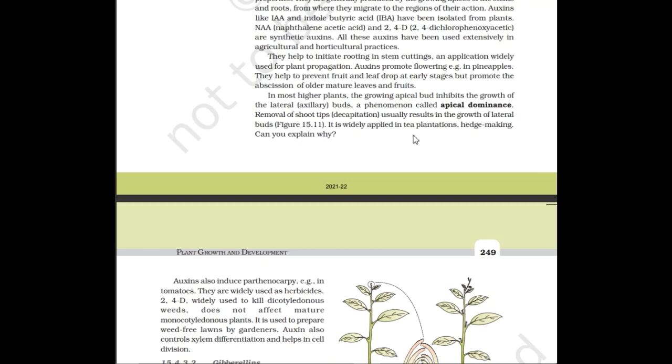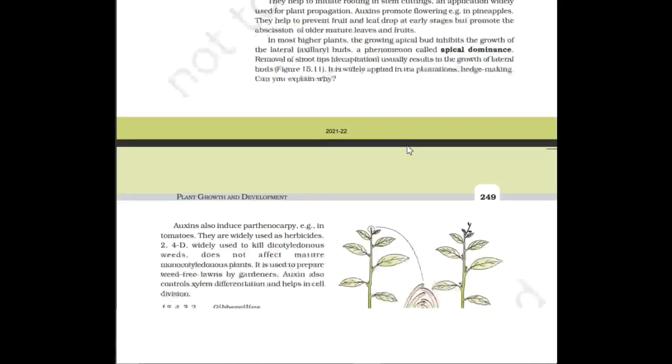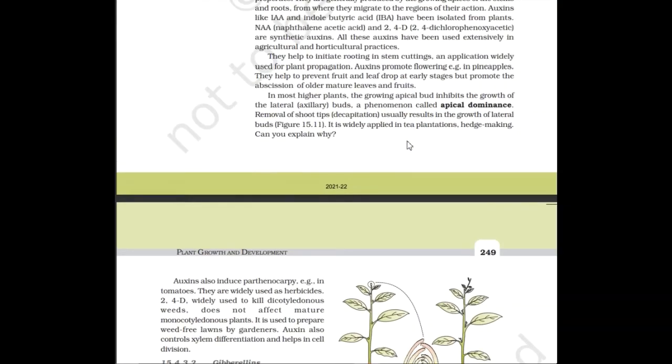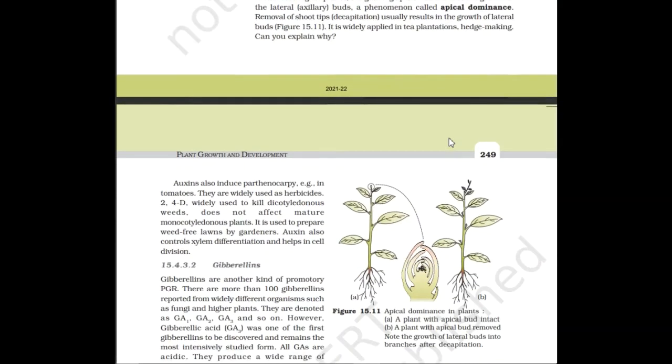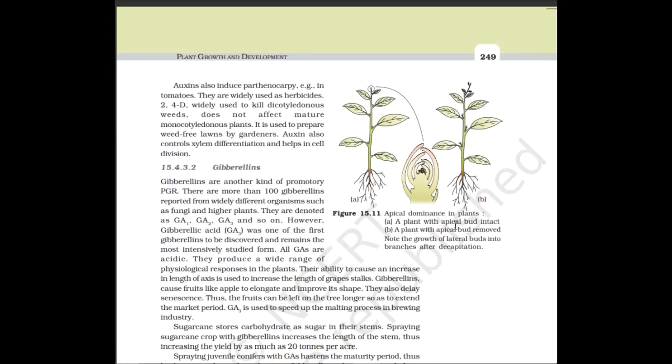It is widely applied in tea plantation. Can you explain why? Because we need tea leaves, so we apply this. Apical dominance in plant: first, a plant with apical bud intact; second, a plant with apical bud removed. Note the growth of lateral buds into branches after decapitation. Here they have represented the decapitation.